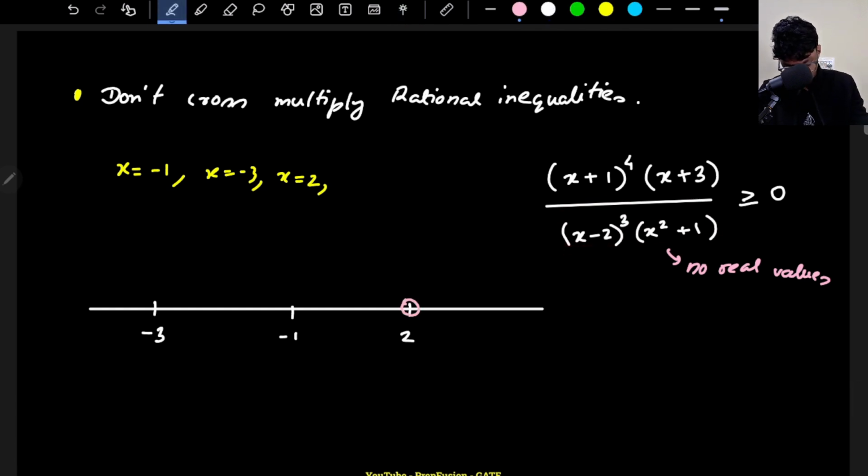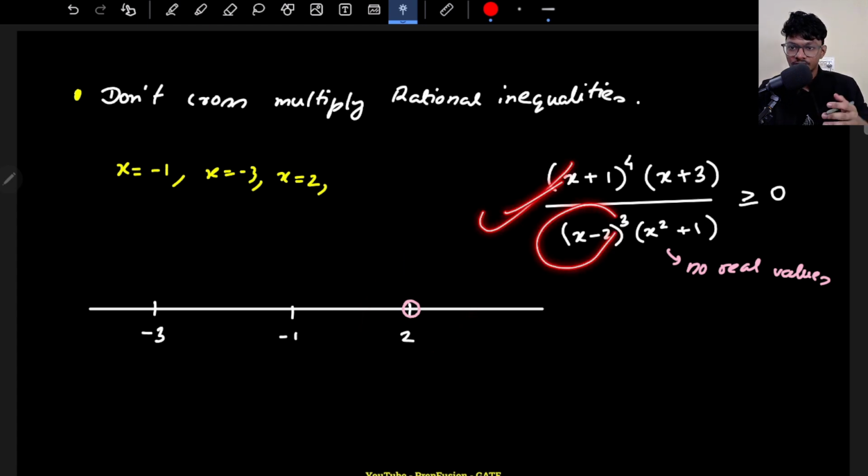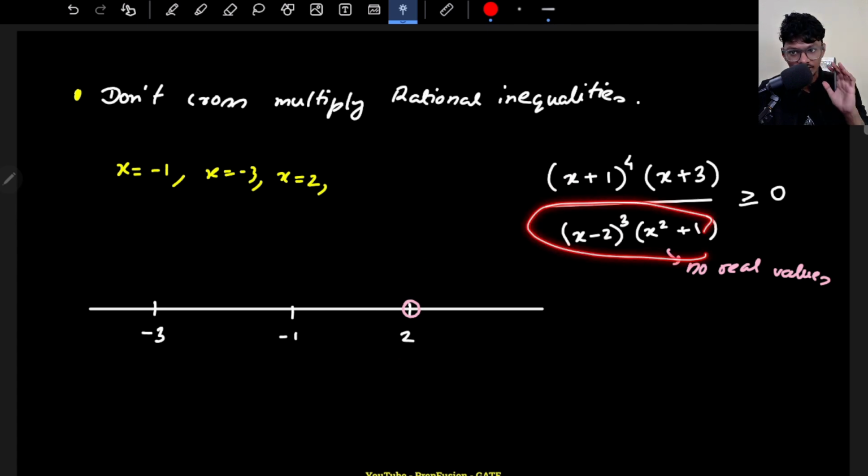I will mark it with a hollow circle. So if I mark it with a hollow circle, what does it specify? It specifies basically 2 will never be included in my solution, because whenever I put x equal to 2, this will go to some undefined value, which I don't like. I don't like 0 in the denominator.